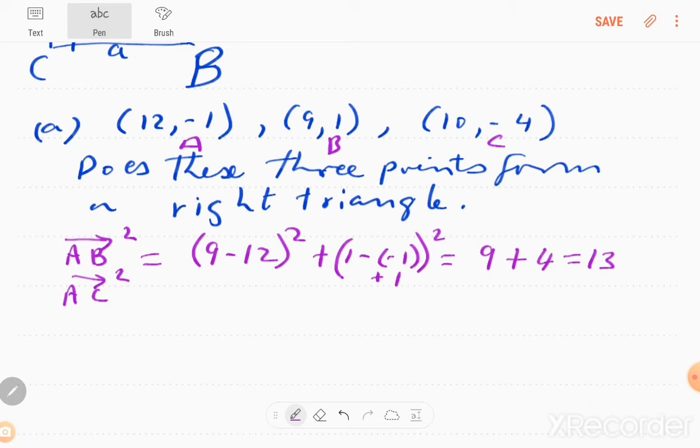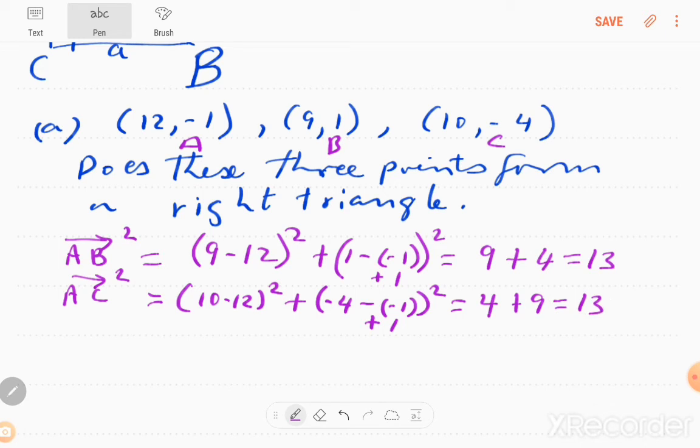And now we could do A to C right here, squared. So A to C would be 10 minus 12 squared plus minus 4 minus minus 1. So here we have 10 minus 12, that'd be minus 2, but minus 2 squared would be 4. And here we have minus 4 plus 1, so that's negative 3. And negative 3 squared would be 9. So this is also equal to 13.